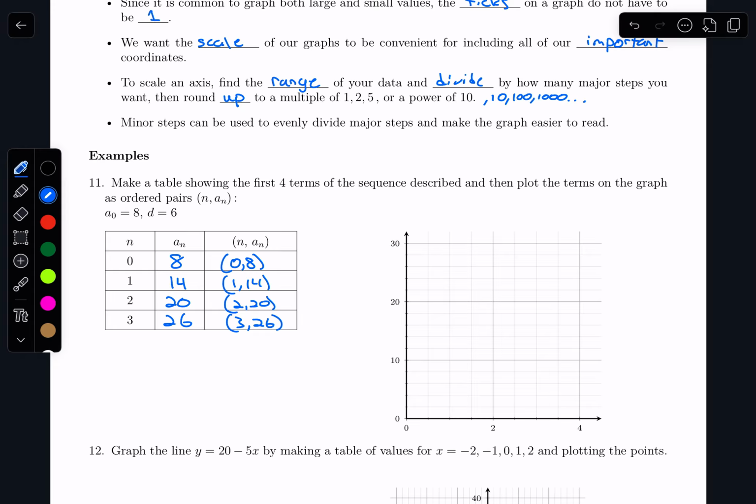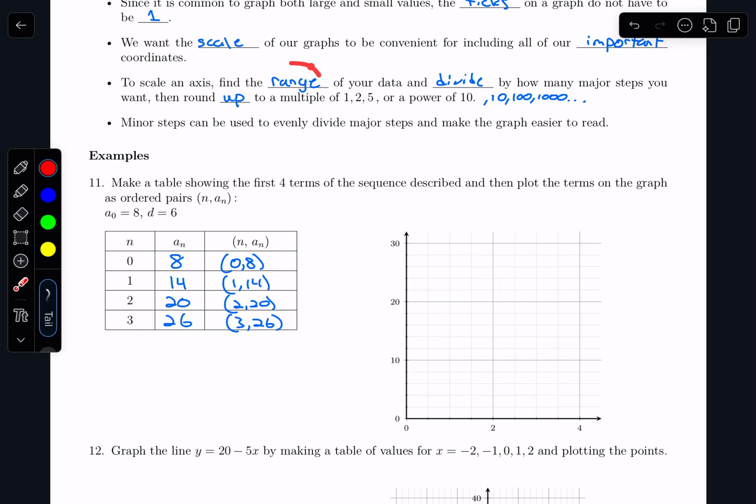Okay, so now we can talk about the range and the major steps. My data starts real low at 8 technically, and goes up as high as 26. Whenever you guys are graphing things, I want you to start at 0 and then go up to whatever the biggest number is.